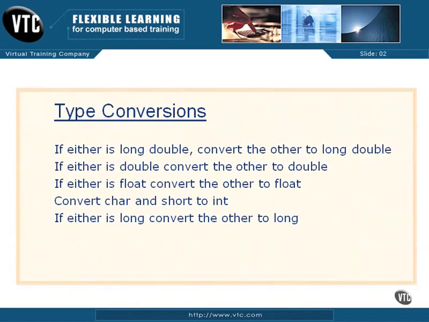Here's the general rules, and this is straight from K&R. If either operand on either side of the operator is a long double, then the other one will be converted to long double. If either is a simple double without the long extension, then convert the other to double. If either is float, convert the other one to float. Then characters and shorts will be promoted to integers if one is an int and the other is not. If either operand is a long, then you need to convert the other to a long to do the math properly. So that's a simple rule of thumb there, and again, you can find that in K&R.